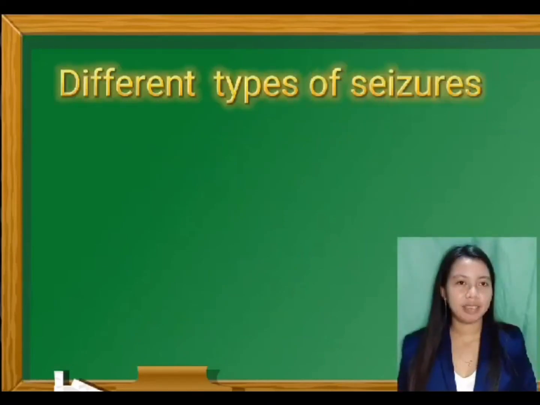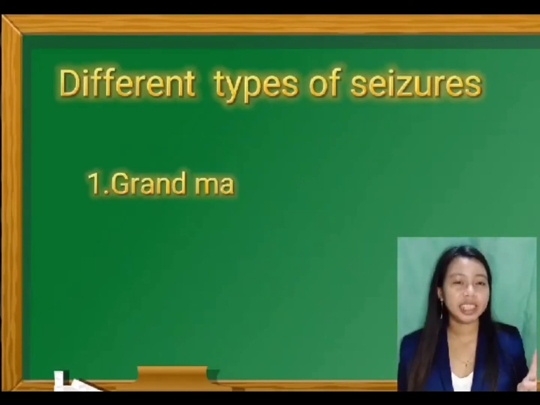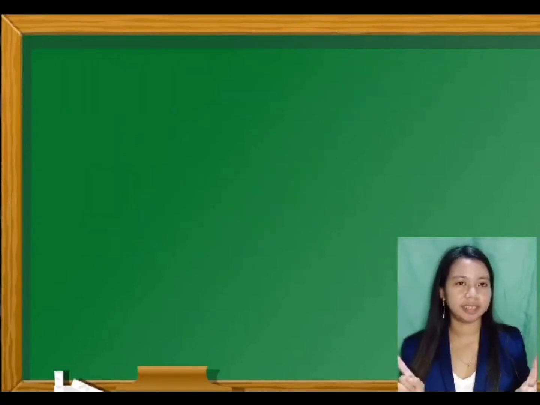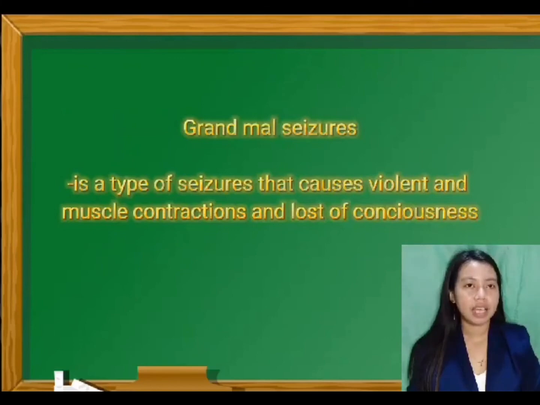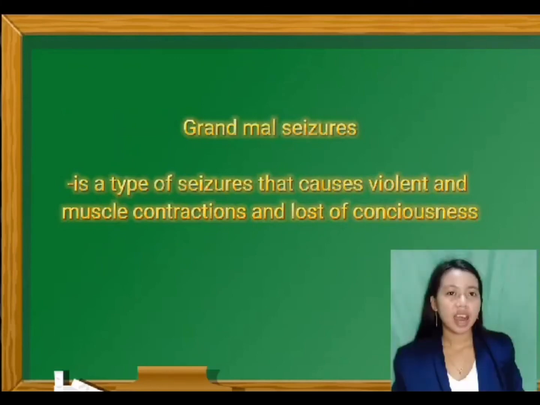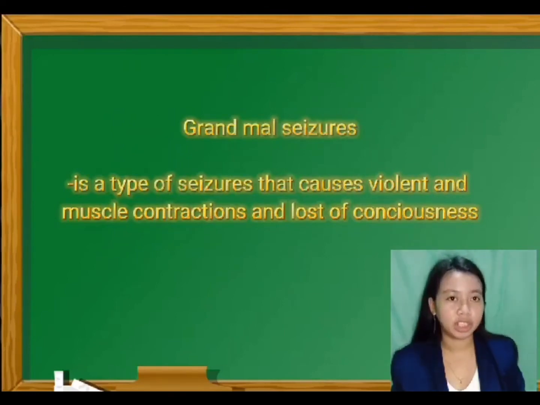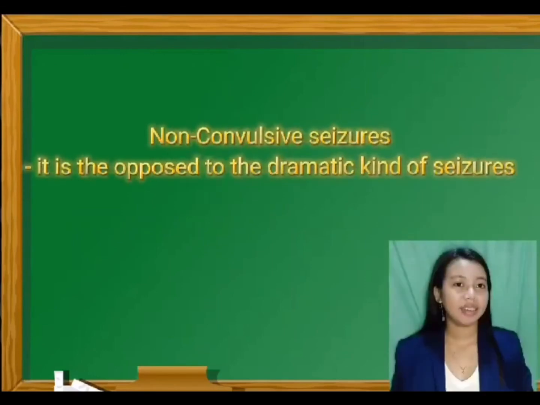Seizures have different types. These are grand mal seizures and non-convulsive seizures. A grand mal seizure is a type of seizure that causes violent muscle contraction and loss of consciousness. They are the most dramatic type of seizure, causing rapid and violent shaking movements. The non-convulsive type is the opposite of the dramatic one. The person who has this type can only feel dizziness and a full stomach.